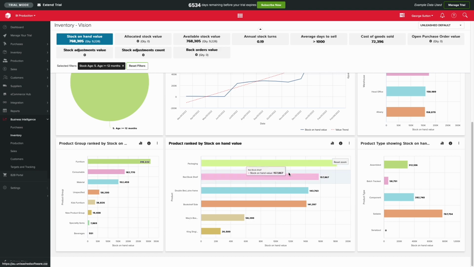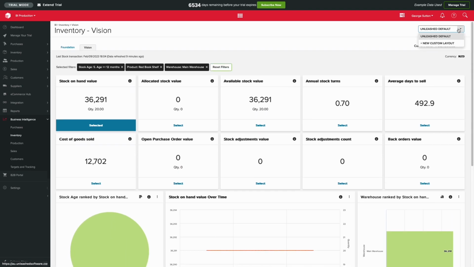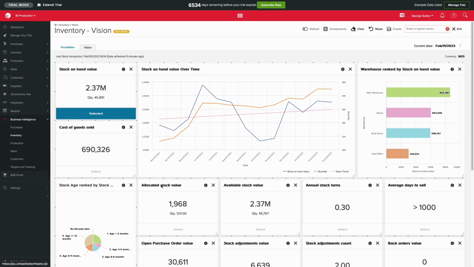Which warehouses am I not using? Why is this not selling? And more. Customize your dashboards quickly and easily to be able to return to the data you want to see.